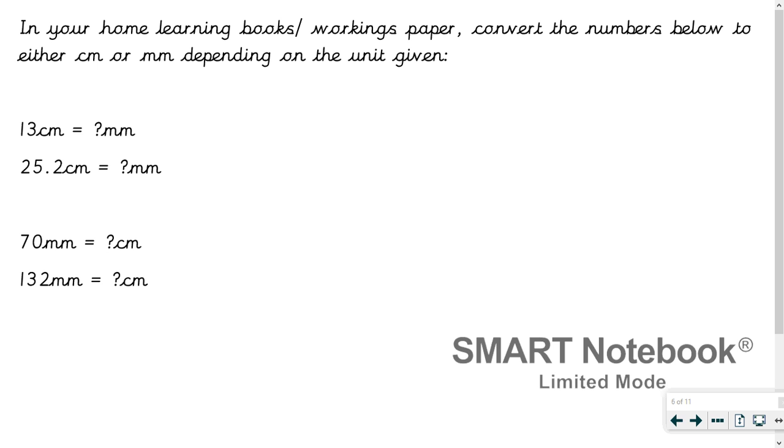Perfect. Hopefully we're back. And let's just talk through what it was. So 13 centimetres as millimetres would be 130. 25.2 centimetres would be 252 millimetres. 70 millimetres would be 7 centimetres, and 132 millimetres would be 13.2 centimetres. So we were timesing and dividing by 10, depending on which conversion we were doing.